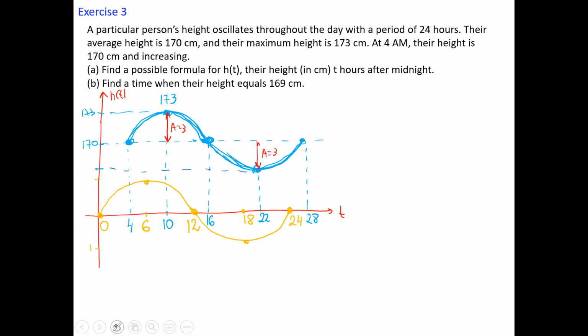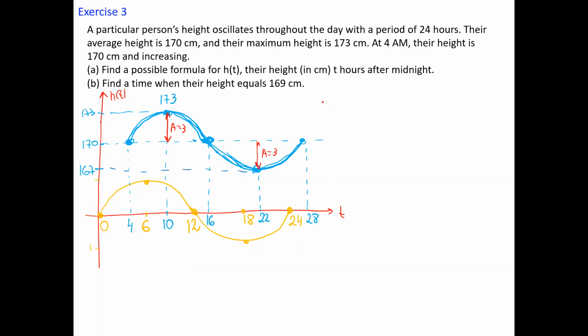I mean, this will be 167. Let's use blue. 167. That's the minimum in centimeters. Okay, now we need a formula.